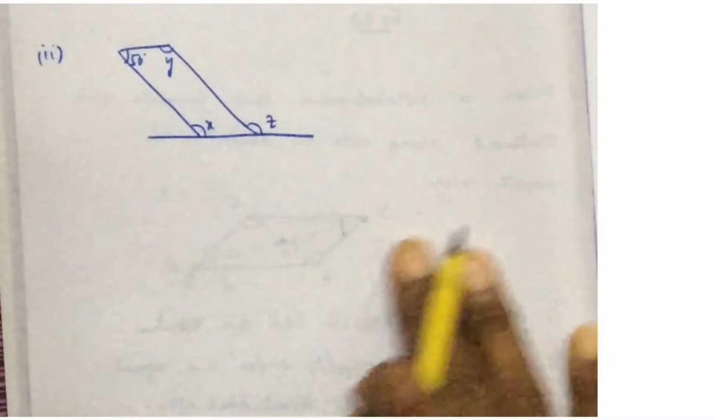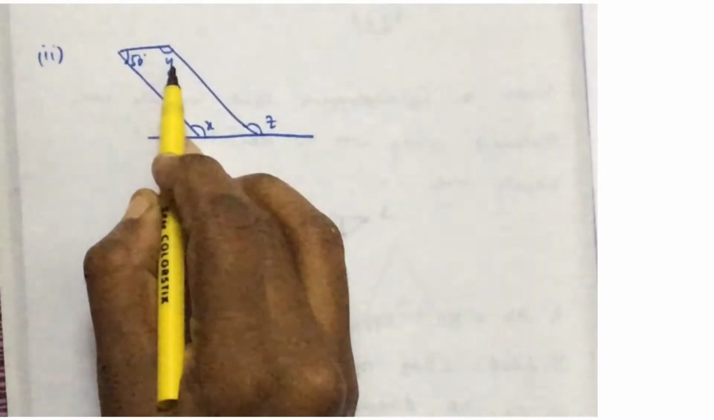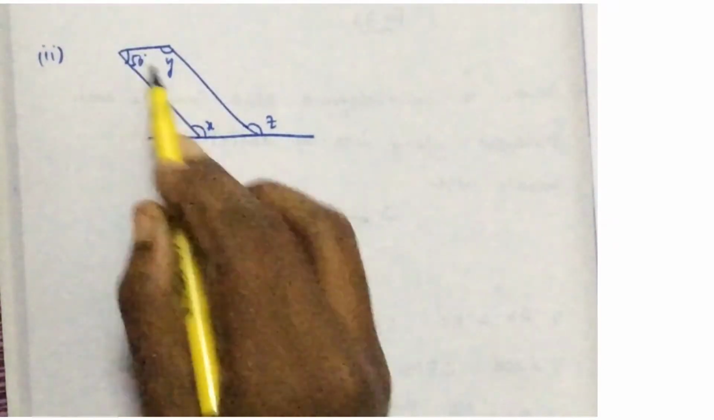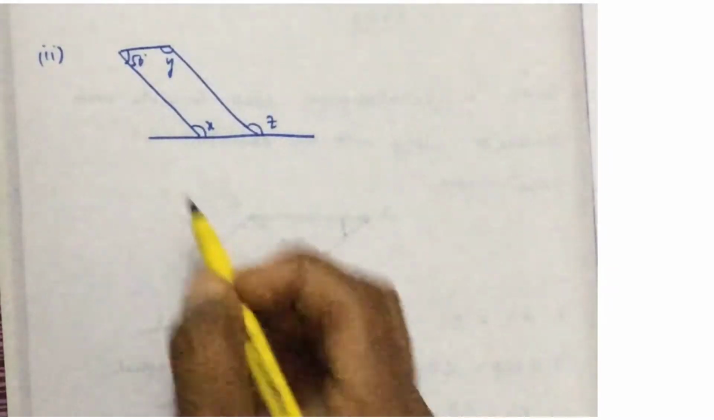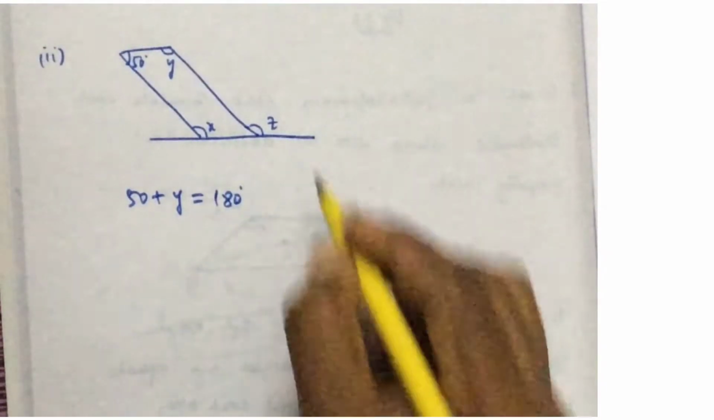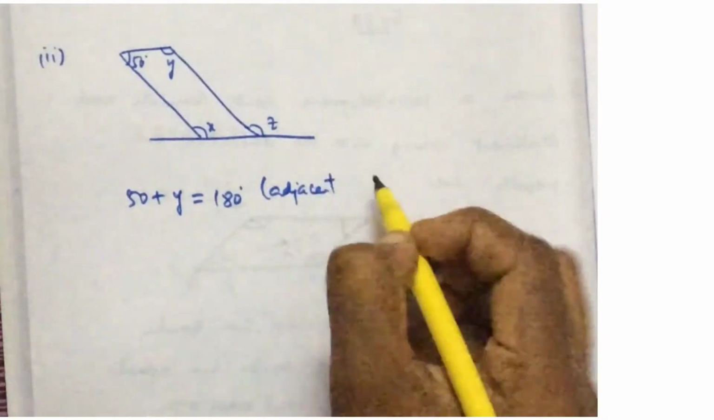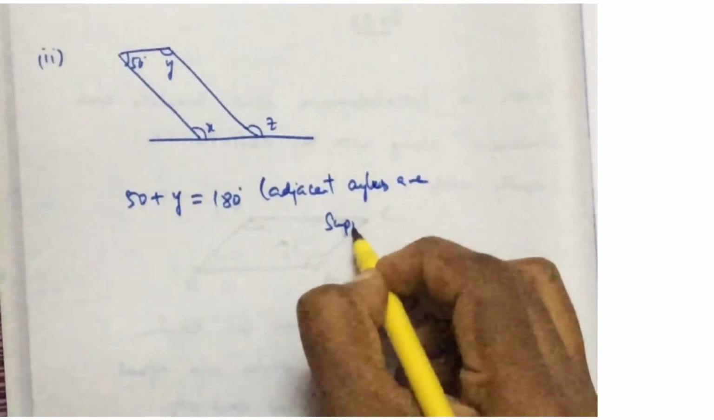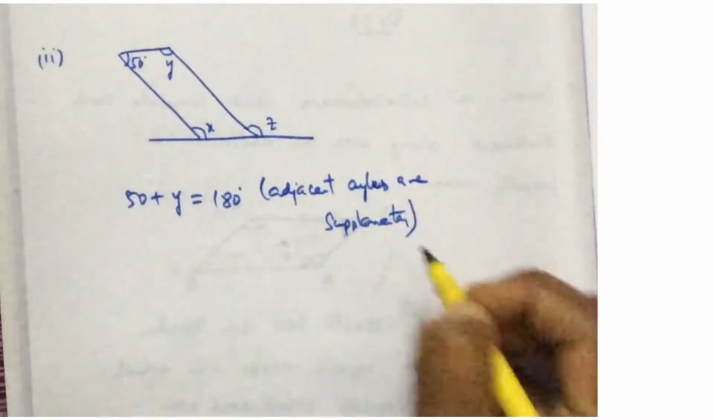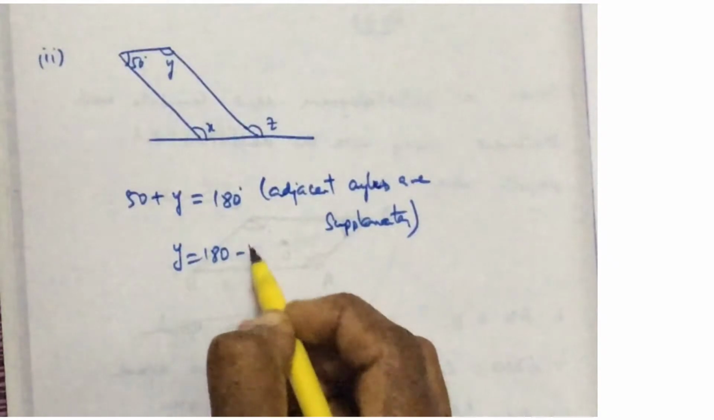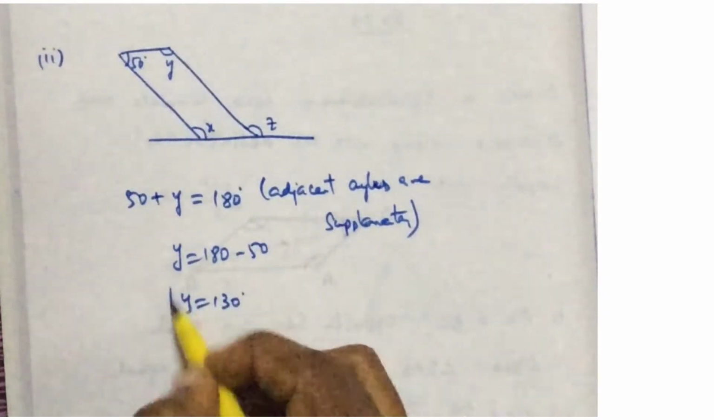If you see this figure, 50 is here, y is here. Okay, 50 is here, x is here. These two are adjacent angles, these two are adjacent angles. Anyway, you can take 50 plus y. If I am taking this, 50 plus y equal to 180 degree. Why? Adjacent angles are supplementary. So, 50 plus y will give 180, so y equal to 180 minus 50, y equal to 130.